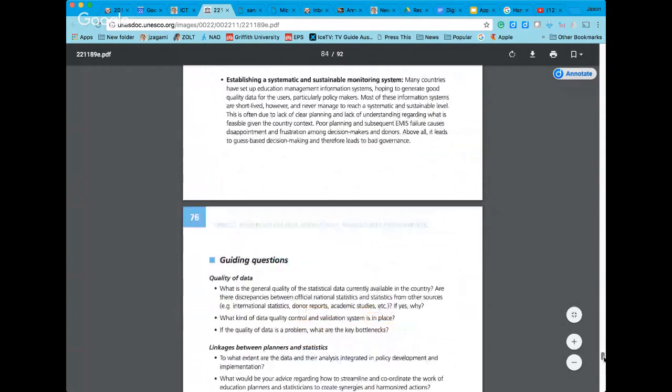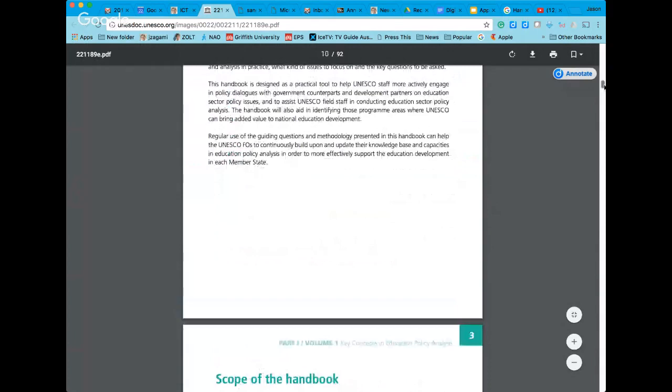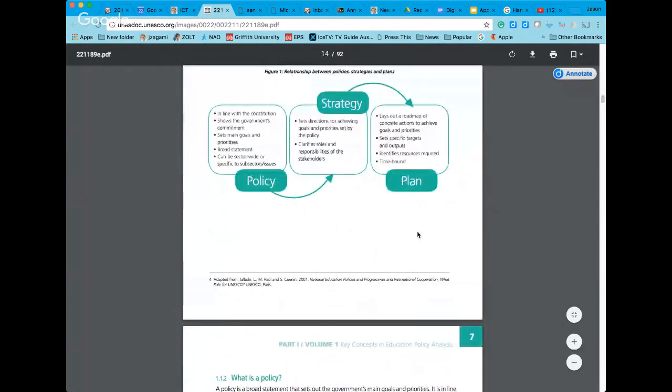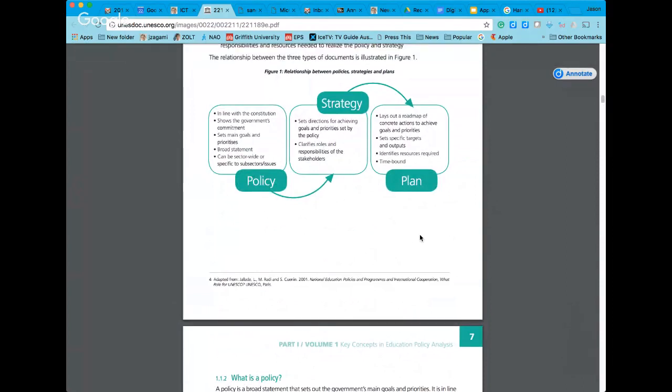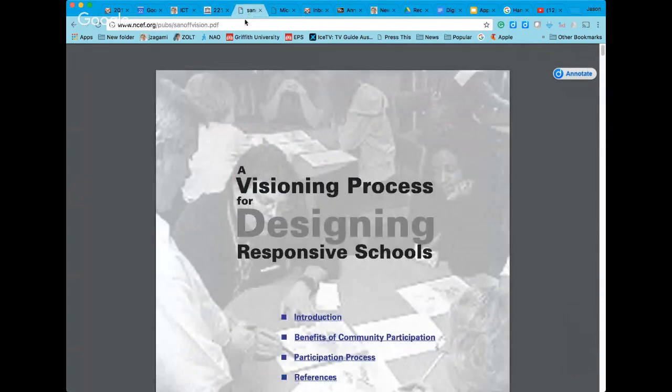Okay, so the fundamental things are from that early part where you've got the transition between policy to strategy to planning, and some of the factors that you should take into consideration when you are coming up with your own implementation plan. But let's have a look at the next document.